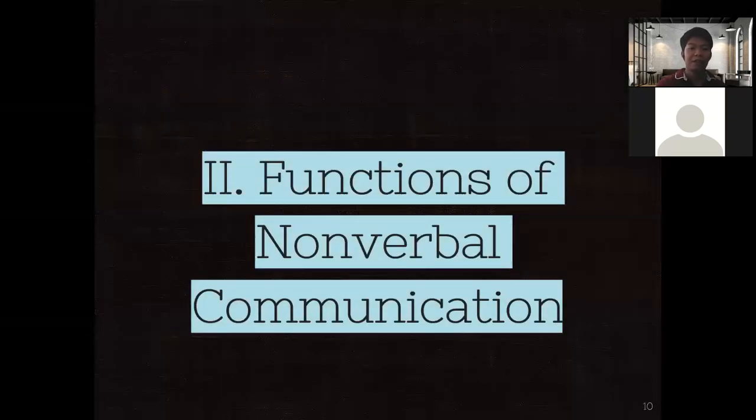And functions of nonverbal communication. So even if it's hard to understand, it's hard to decipher when it comes to nonverbal communication, actually they are functional. They can be used for different purposes when you try to convey information or when you try to relay something to other people.